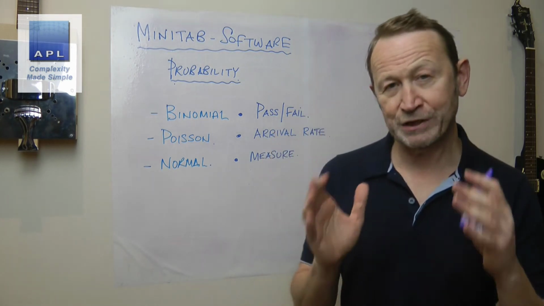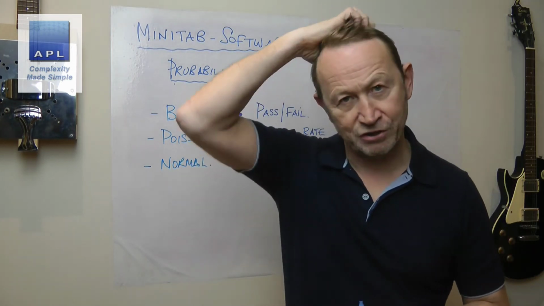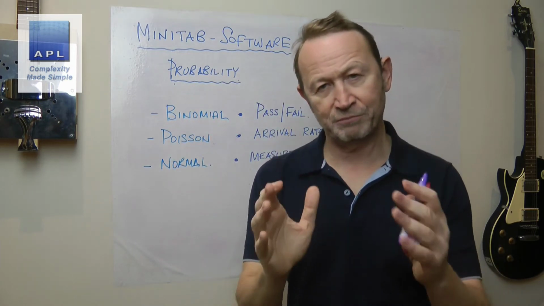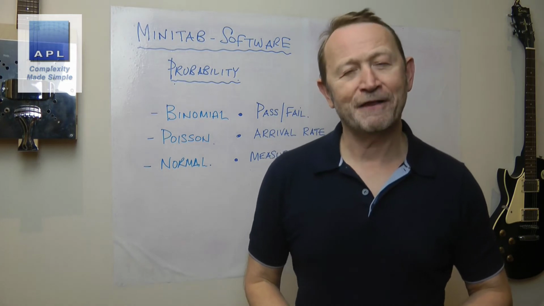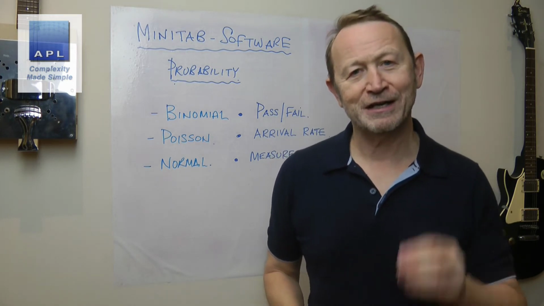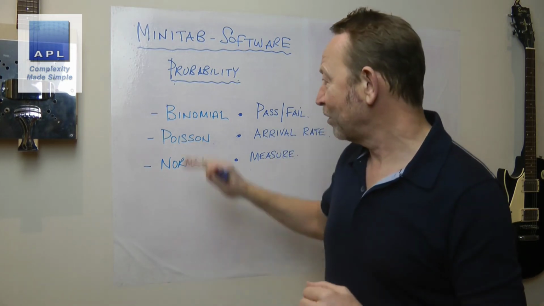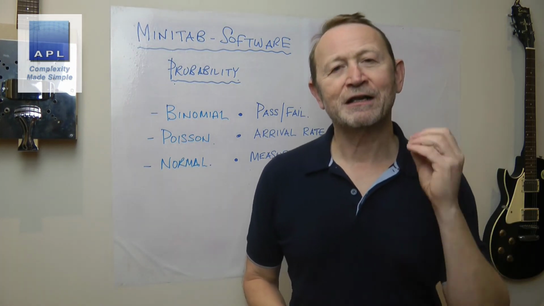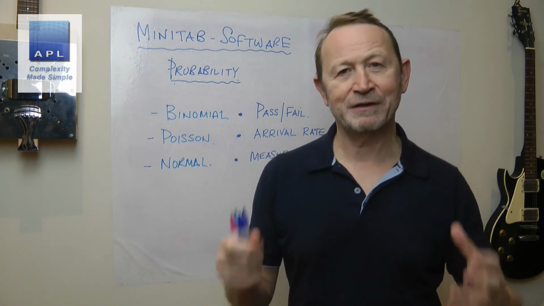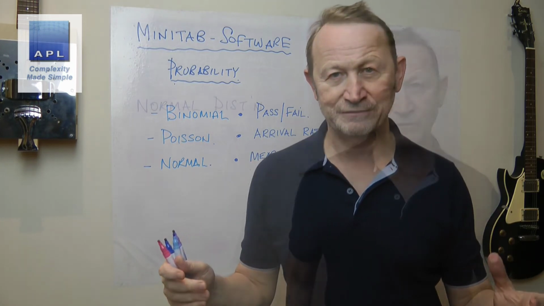So they are the 3 common distributions that you tend to see inside most businesses, and therefore we're going to take a look at each one. The first one we're going to take a look at is the binomial, then we'll look at the Poisson, then finally we'll look at the normal. Let's see how Minitab deals with probability.